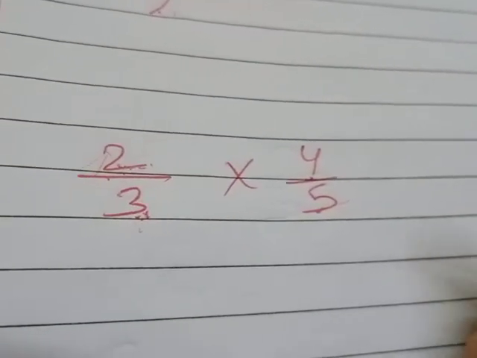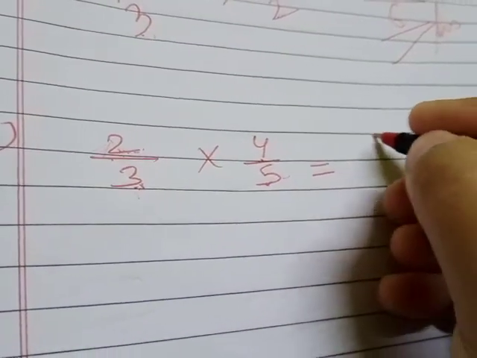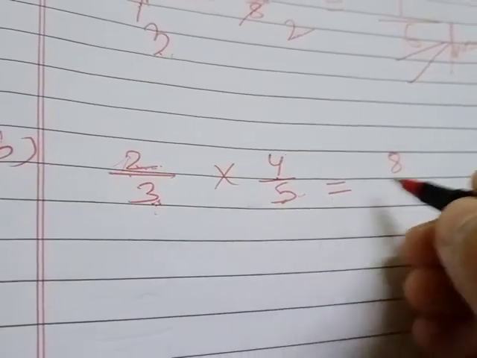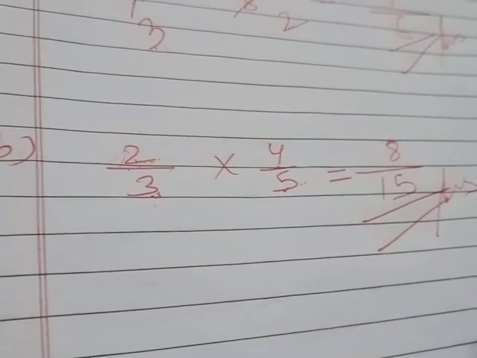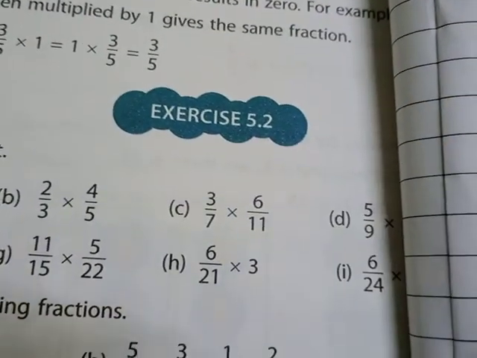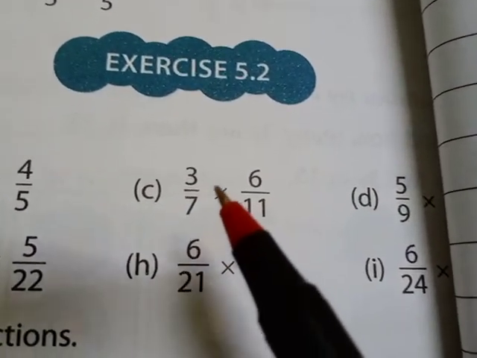So here nothing is divisible. Directly we can multiply. 2 4s are 8, 3 5s are 15. So 8 upon 15 will be your answer. Moving forward with question number C. You can do it on your own, but I'll explain it here itself.